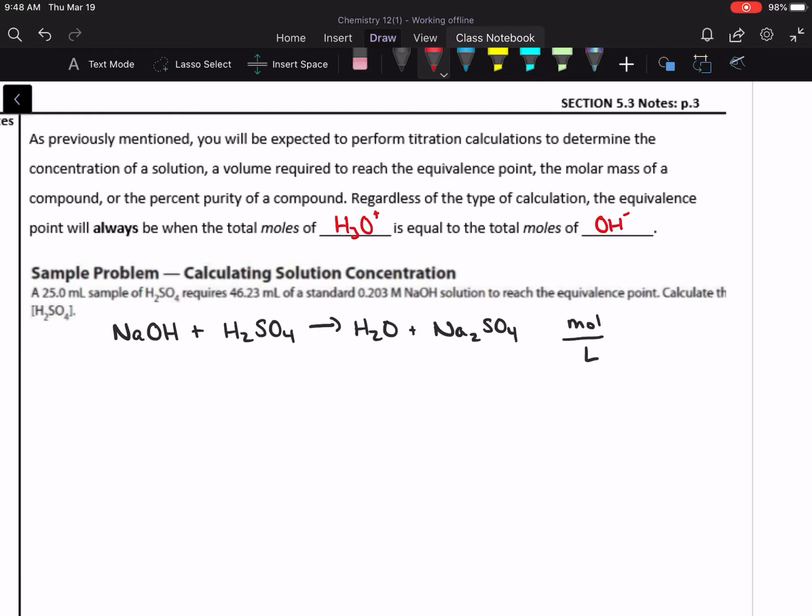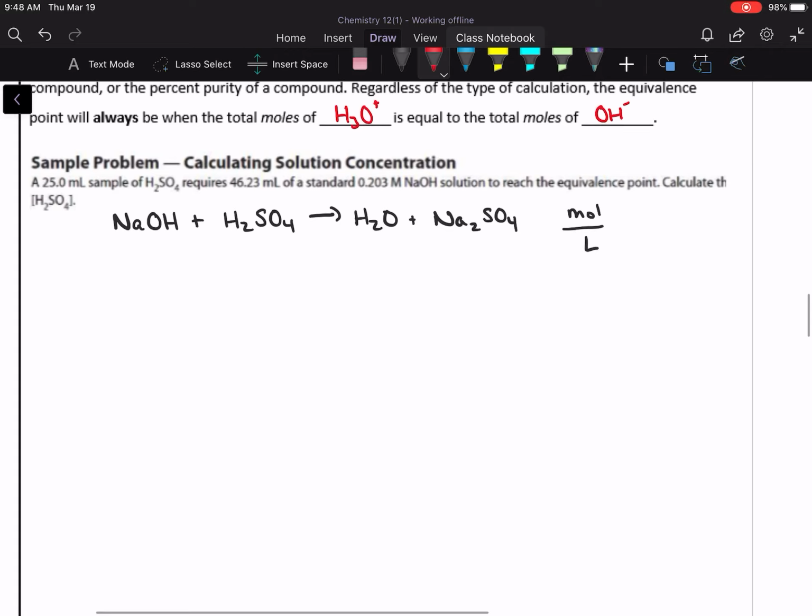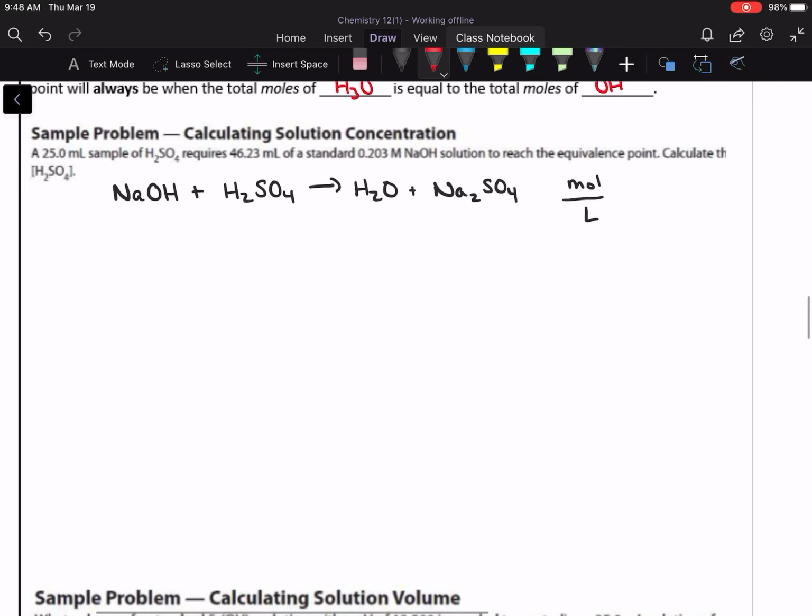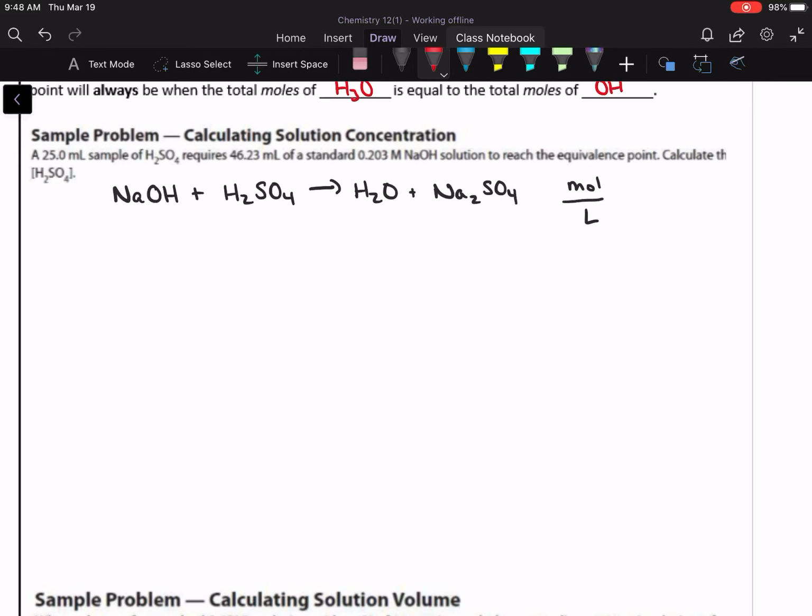So let's take a look at our first type of calculation, where we're going to determine the concentration of a solution. In this example, we have a 25.0 mL sample of sulfuric acid, and 46.23 mL of a standard solution of 0.203 molar sodium hydroxide is required to reach the equivalence point. So calculate the concentration of the sulfuric acid.